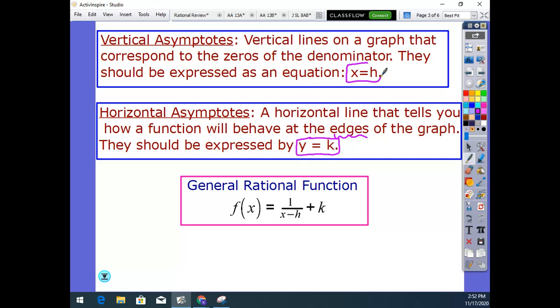So I want you to notice something in these two equations. h matches with the number that's with x in the denominator. k is the number being added to the end. We're going to first find our vertical asymptotes by what makes the denominator 0, because this is going to be a boundary line we cannot cross on the graph. Then we're going to find the horizontal asymptote by looking at what's added or subtracted at the end, and we're going to make some graphs.